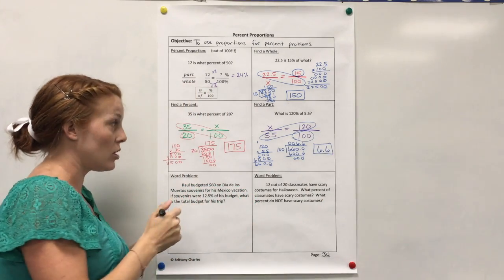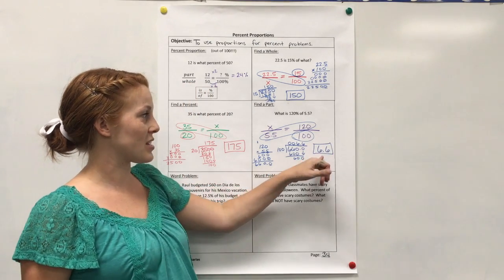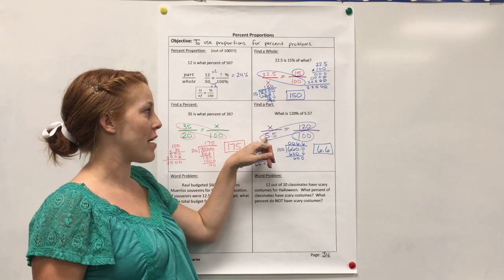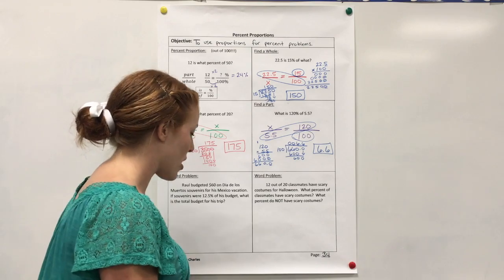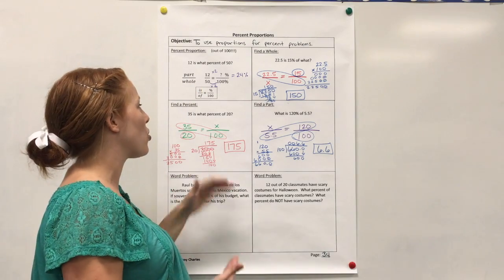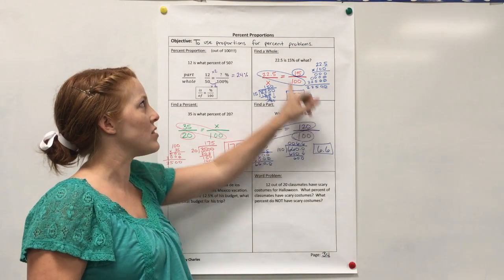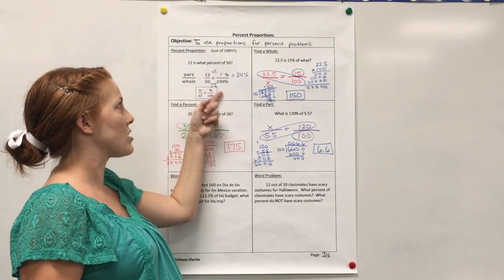Now, is that reasonable? Yes, because again, it's a little bit larger than 5.5, just like 120 is a little larger than 100. All right, so not too difficult when it's actually given to us in this sentence form, because we can use this to help us.